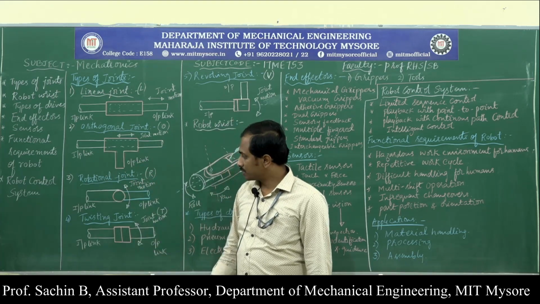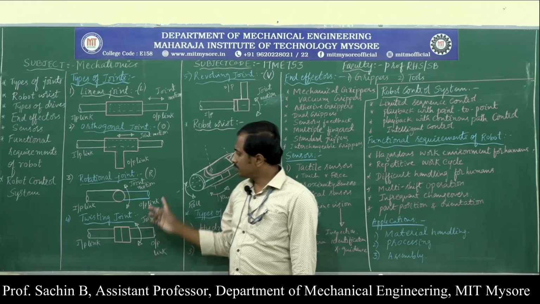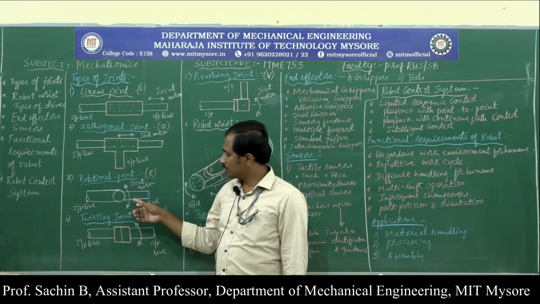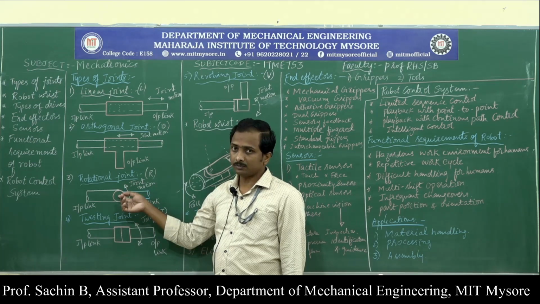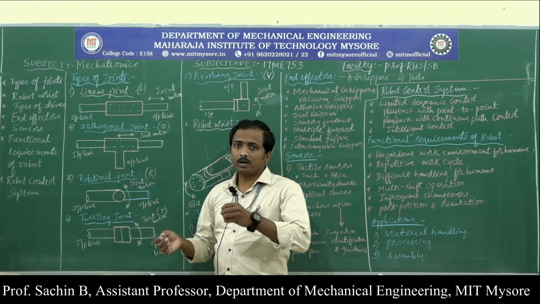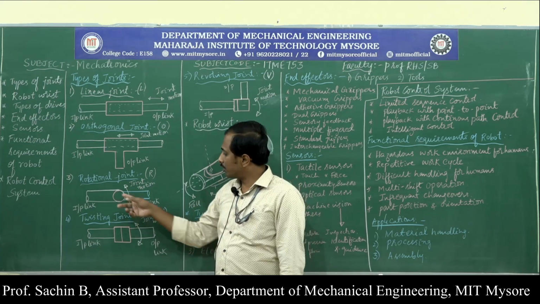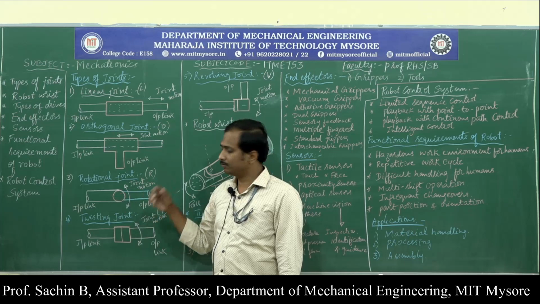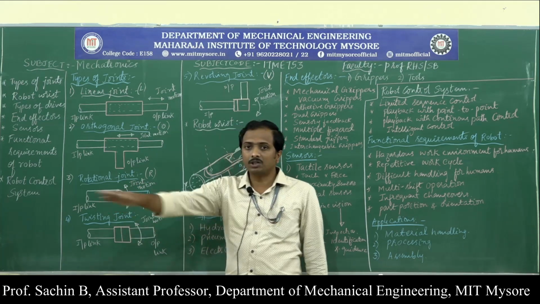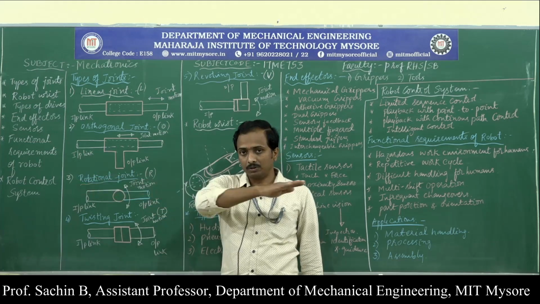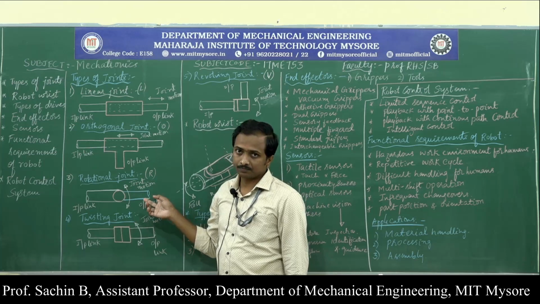Next is about the rotational joint. In the rotational joint, you can observe here the input link is connected with the output link like this, and a pivot joint type of structure connects the input to the output. We can clearly observe this is a top view. Here only oscillations or swirling motion is possible. This kind of motion we can achieve with the help of the rotational joint.